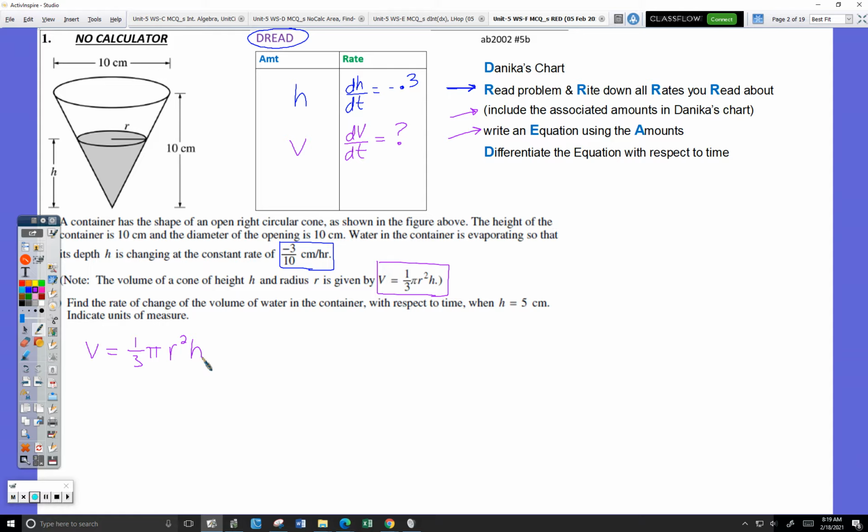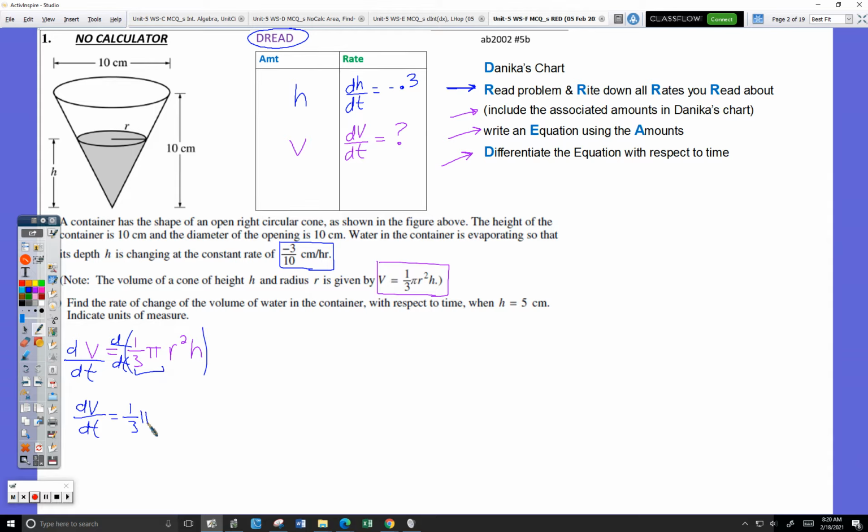Last step, differentiate the equation with respect to time. That means I apply the derivative operator to both halves of the equation. So I apply d over dt to both halves. Like that. Questions? Now I just apply the rules that you studied in October. So this will be dV/dt. One-third pi is a constant.